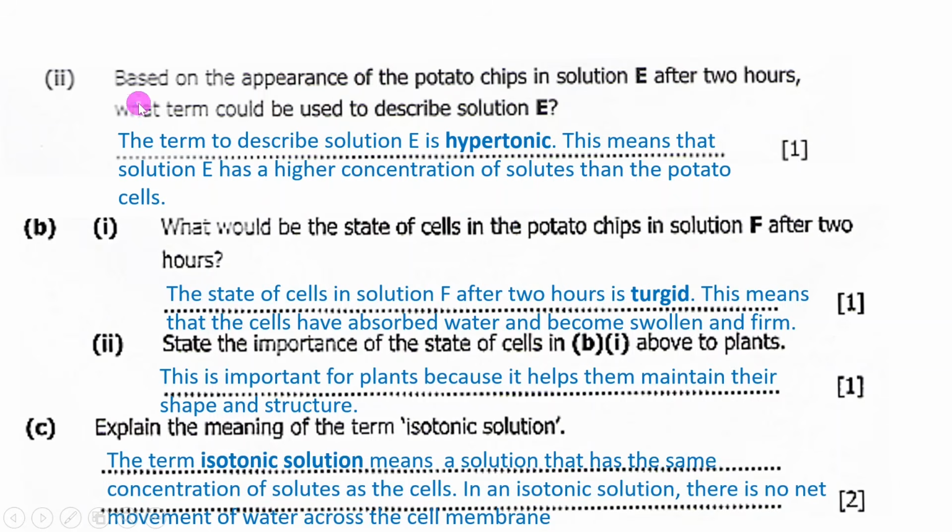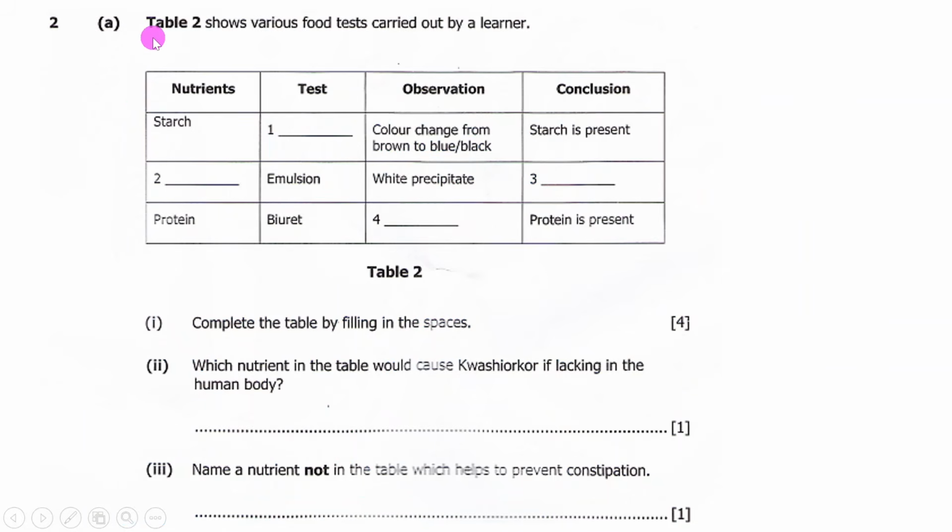All right, so let's proceed to question 2a. Table 2 shows various food tests carried out by a learner. So we have in this column nutrients, in this column test, in this column observation, in this column conclusion. So here we are told the nutrient is starch, the test is left blank, the observation is color change from brown to blue black, then the conclusion is starch is present.